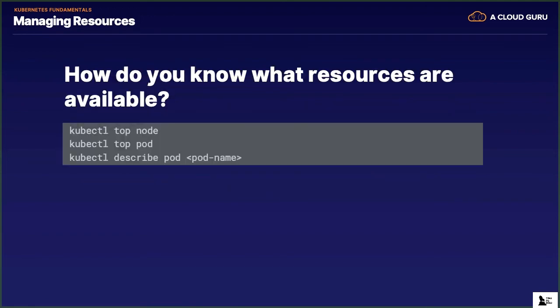So how do you know what resources are available? Well, you can run the kubectl top node command, the top pod command, or kubectl describe and a specific pod to find out the resource configuration for that pod. So now let's go over into the lab. We'll put some resource controls in place. We'll run the kubectl top commands and describe commands to manage our Kubernetes resources.